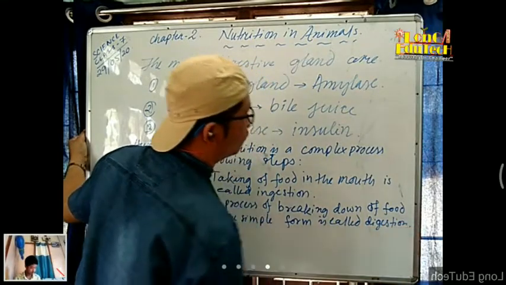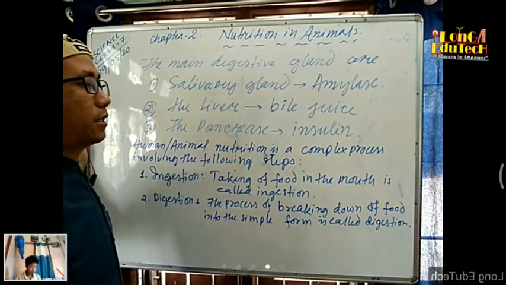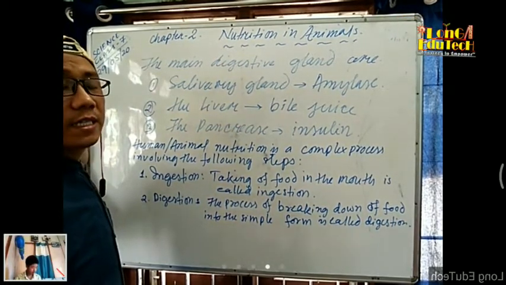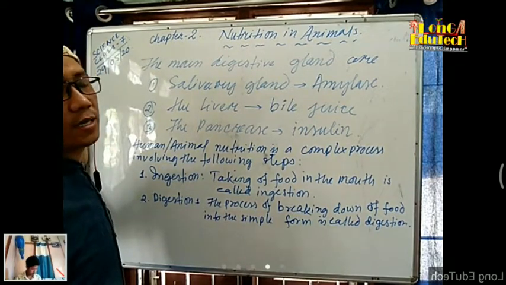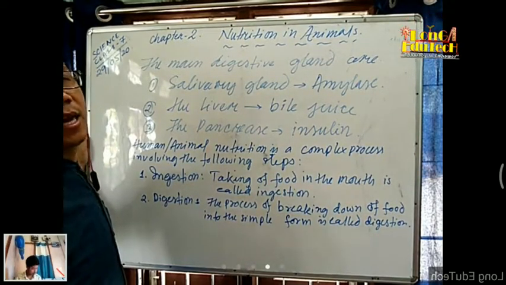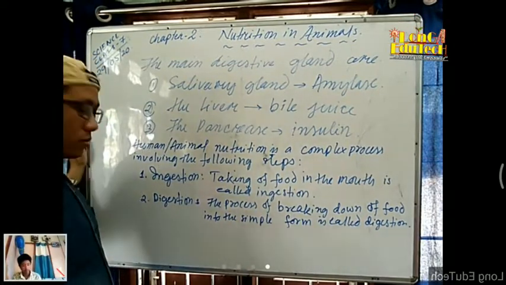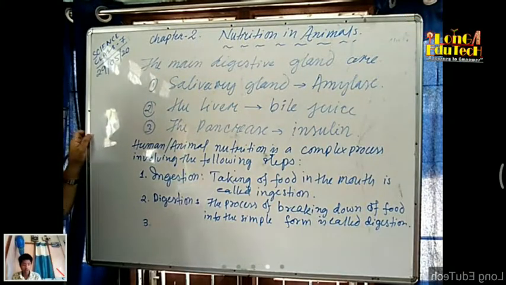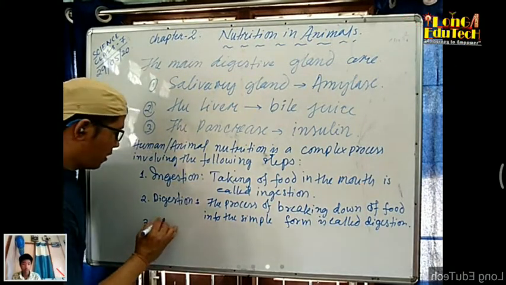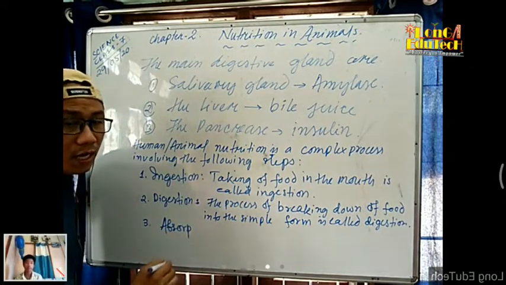The food we eat is very complex, so it cannot be digested simply. It needs different steps and processes, like the salivary glands, amylase, and from the liver many kinds of juices are produced. All of that is required. The third one is absorption.